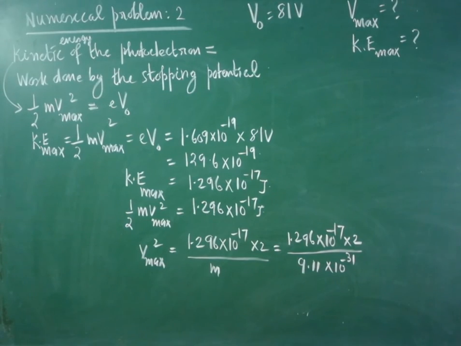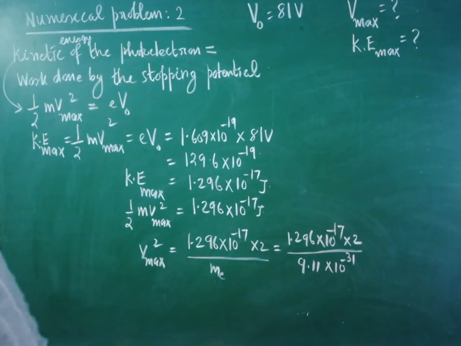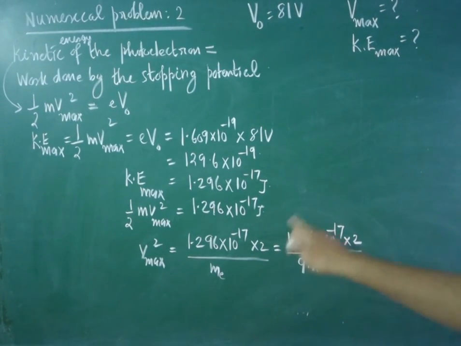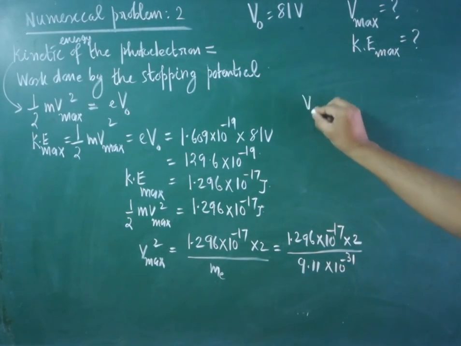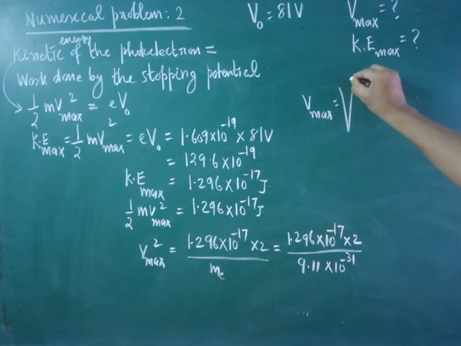Certain values may not be given in the exam. For example, the mass of the electron won't be given. The mass of the electron must be known to you. Here the entire factor must be square rooted, only then you will get V max. So I will write that step on the other side. To get the V max, we have to write the entire factor within the square root.